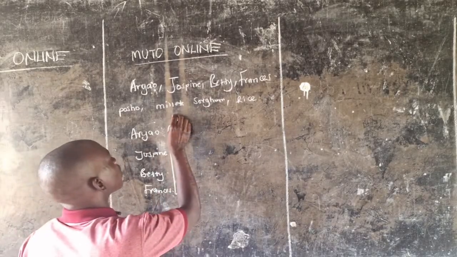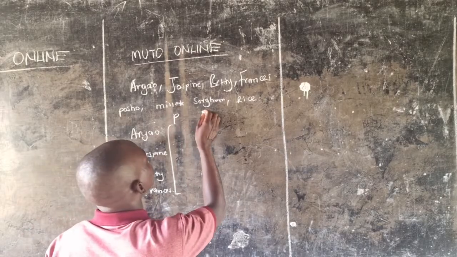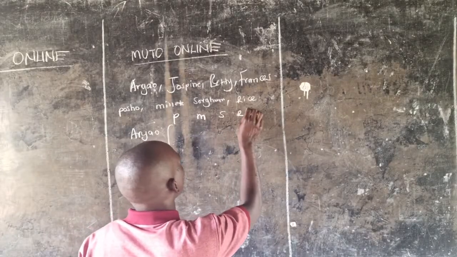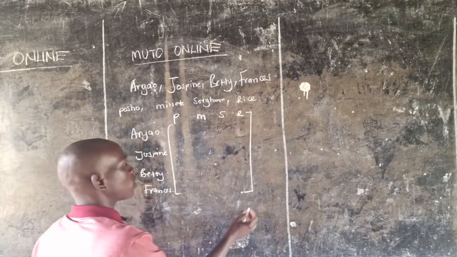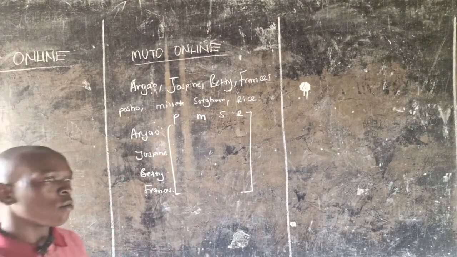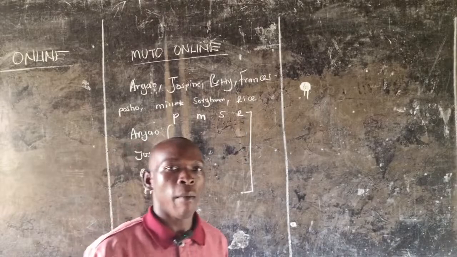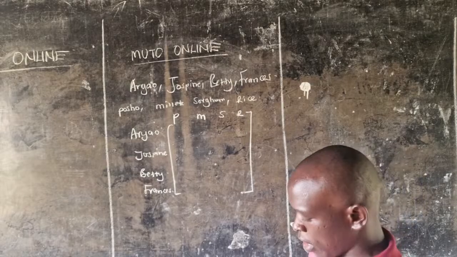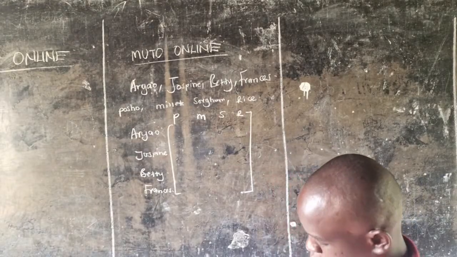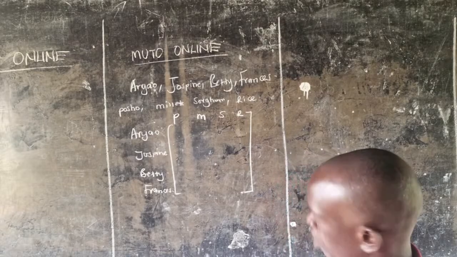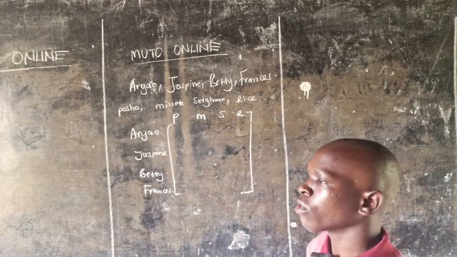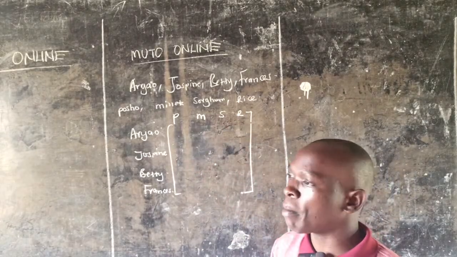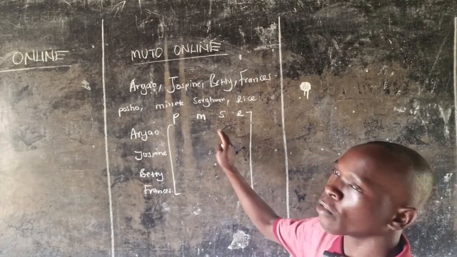Now, these people each bought posho, millet, sorghum, and rice. I want to use those letters to represent those items in that order. Always, the first member gives us the arrangement of the items. You see that Arayo bought one bag of posho, then millet, sorghum, and rice in that arrangement. So we shall put it first like that. Then the rest of the members, we shall just follow the trend.